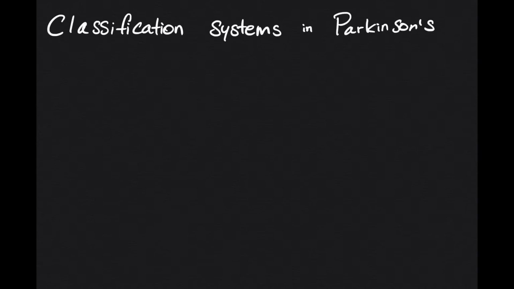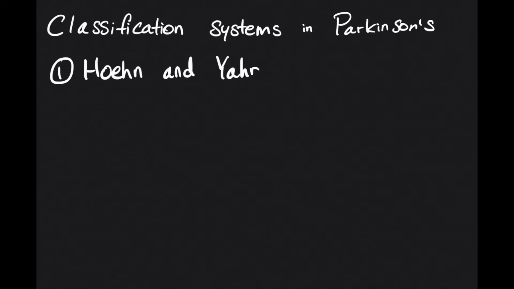On today's video, we will continue to talk about Parkinson's disease. We will specifically focus on how we describe the stages using specific classification systems. There are two main ways to describe the severity of the disease. The first is the Hoehn and Yahr stages of Parkinson's disease. Hoehn and Yahr ranges from 1 to 5, 1 being the mildest and 5 being the most debilitating.